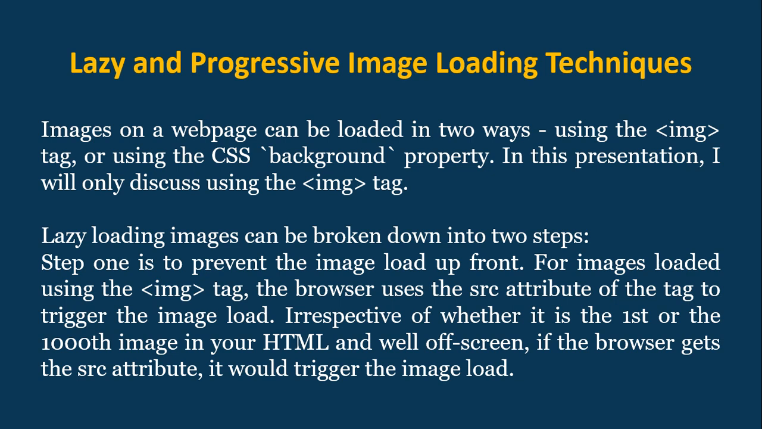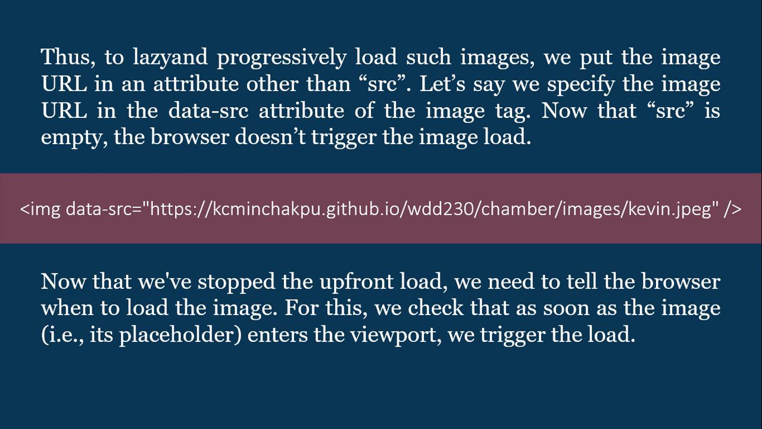Now, lazy loading image can be broken down into two steps. The first step is to prevent the image from loading at the beginning and only load them later when the browser triggers the need for that. And then the second one is to use the intersection API.